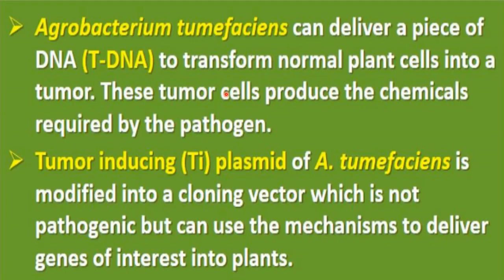Because it has T-DNA, that is, T is for tumor. Okay, it has tumor DNA which can transform the normal plant cells into tumor cells. And when these tumor cells are formed in any plant, these tumor cells also produce the chemicals that are required by the pathogen. That's why it keeps on increasing its population, right?